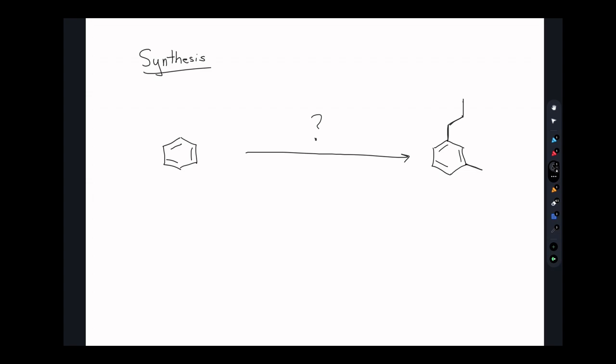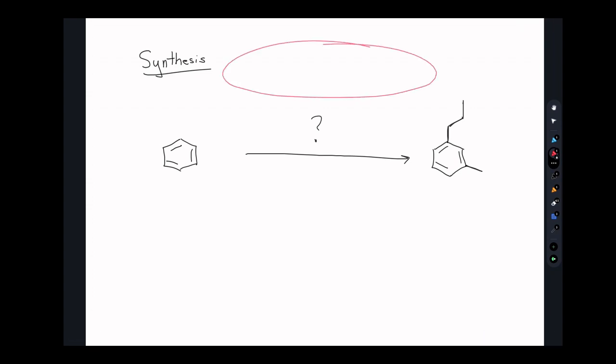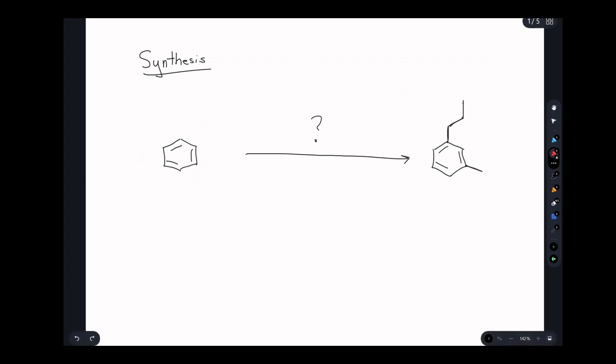Looking at the first problem, we can see that synthesis problems are going to involve more steps. The idea is that you may be given some specific instructions for any question, and my instructions here are you can use any reagents you want, assuming you can't just buy this chemical. Starting from the benzene, we need to find a way to make this other final product.